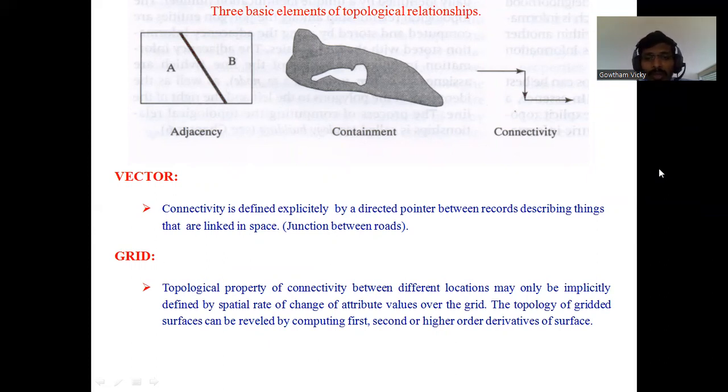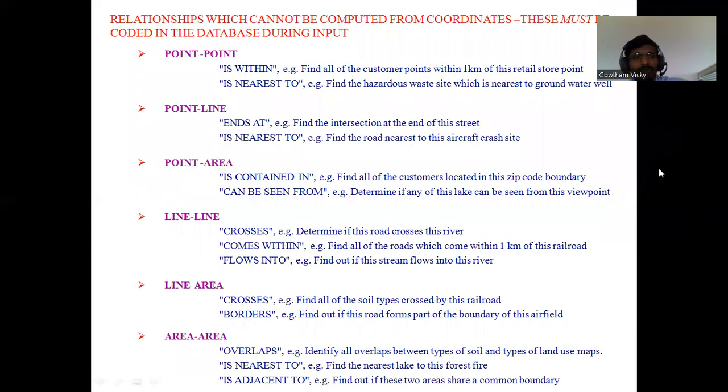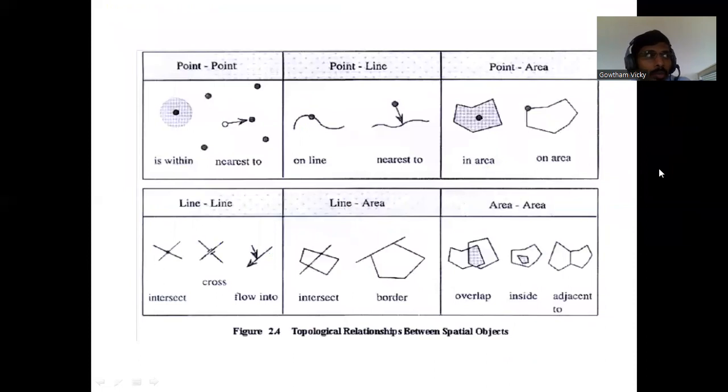These include connectivity between different locations, which can only be defined by spatial rates of change of attribute values. The topology of gridded surfaces can be revealed by computing first, second, or higher order derivatives of the surfaces. So these are the major things which will be used. One more important point in this topic is point to point and area to area relationships. The point to point relationship is within the surfaces and nearest to surfaces. Then area to area is defined by overlap, inside, distances, and adjacent to.